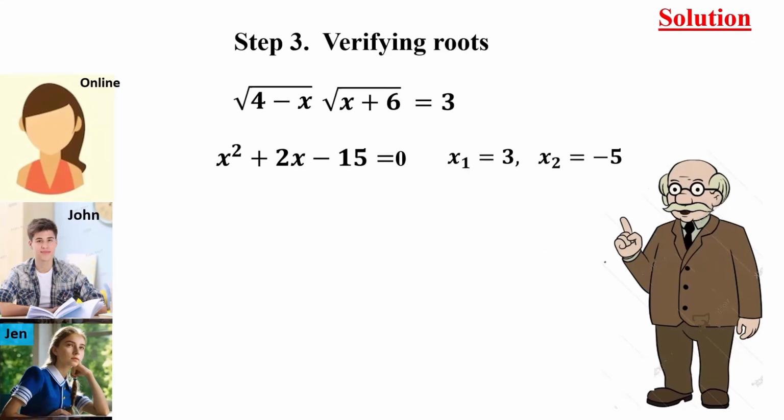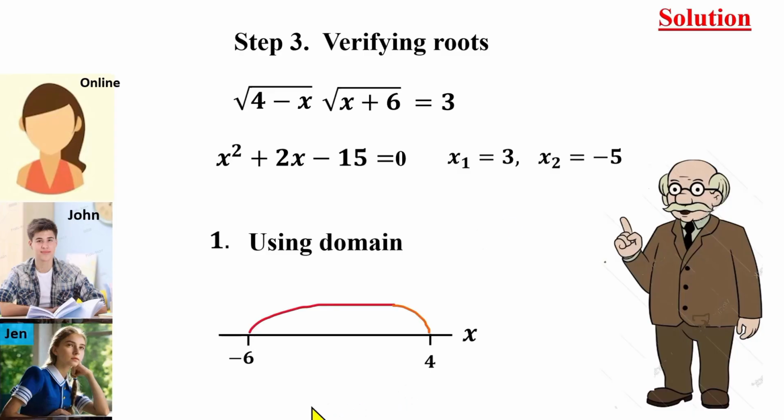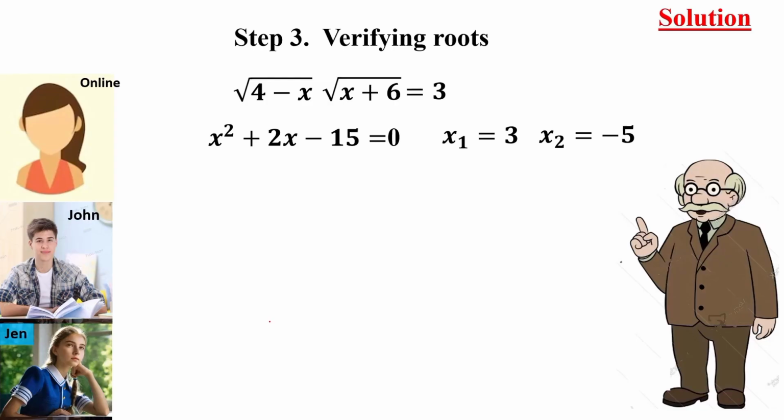As a next step, we will do this. First, we will use information about the domain of our equation, which we found previously. The domain is shown here. It is the range between negative 6 and plus 4. Our roots are 3 and negative 5. So both our roots are inside the domain, so they are correct.